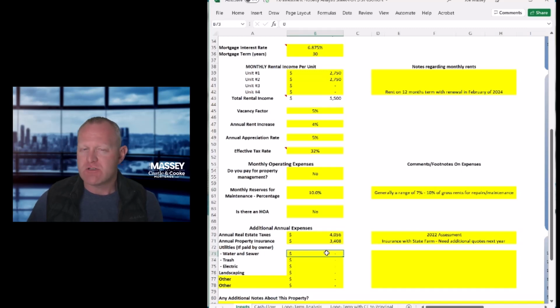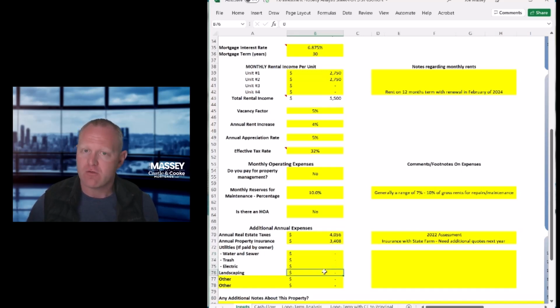Now, by and large, utilities are often paid by the tenant. Particularly in this case, they've got separate electrical meters and separate water meters. So utilities are not paid by the owner. Those utilities are paid by the individual tenants. So water, sewer, trash, electric, all of that's paid by the tenant.